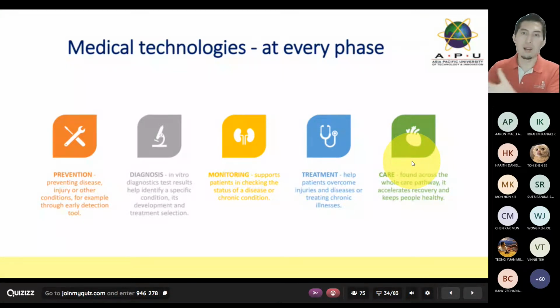Yeah, care, of course, this is taking it over to post-care areas and post-care services as well. Found across the whole care pathway, it accelerates recovery and of course keeps people healthy, and maintains and continues keeping them healthy.